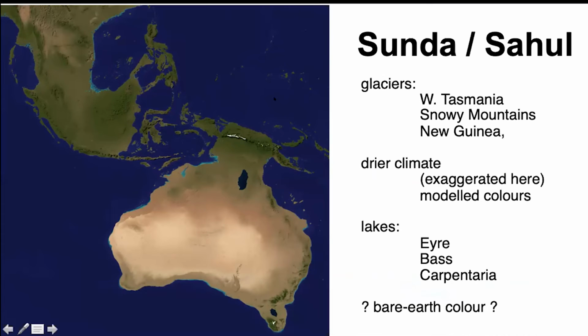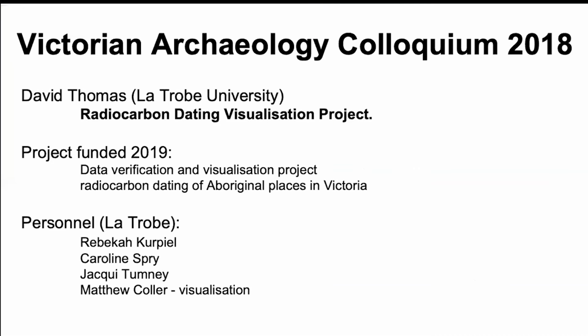So this is my most recent version of a reconstruction of ancient geography, much more detailed. With glaciers, you can see Western Tasmania, Kosciuszko is actually practically invisible, pretty small, and New Guinea. A drier climate, which is actually a bit exaggerated, and the ancient lakes, Lake Bass, so-called, and Lake Carpentaria. And I've recently discovered there's a bare earth color data set, which I'd rather like to use.